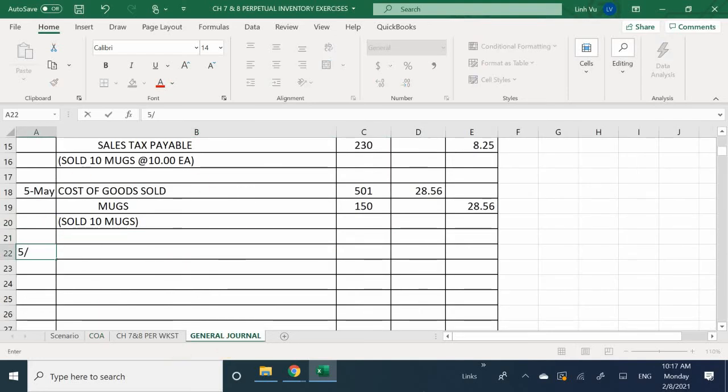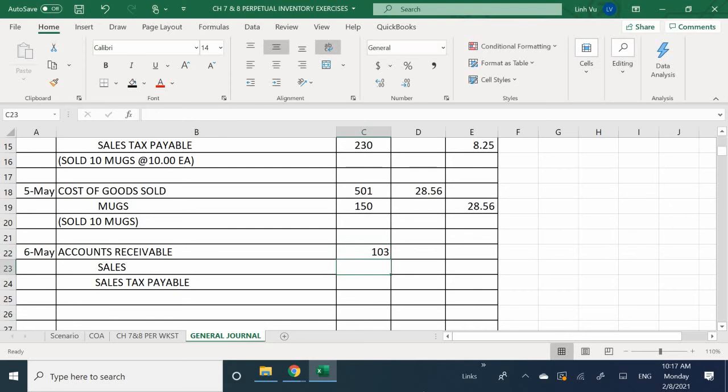So May 6th. Okay. So we sold. So what account is going to come first? Accounts receivable. Good. What comes after that? Sales. Good. And lastly, what else? Sales tax payable. Okay. So again, accounts receivable was account number 103. We got sales as 401 and we have sales tax payable as 230.